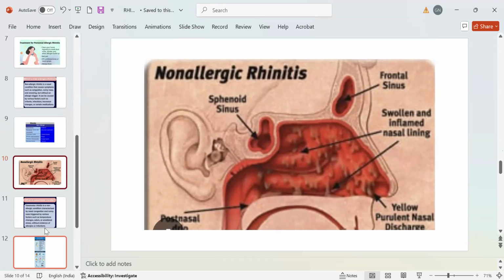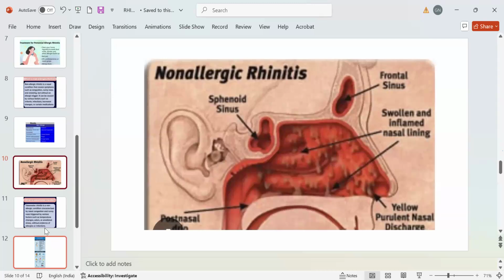Vasomotor rhinitis is also known as idiopathic rhinitis because actual cause is not known. Which particle is causing rhinitis? It is not known. So who is likely to have vasomotor rhinitis? Anyone can develop vasomotor rhinitis, but mostly it is diagnosed after age of 20. Allergic rhinitis happens in case of children, but vasomotor rhinitis above 20 years of age.